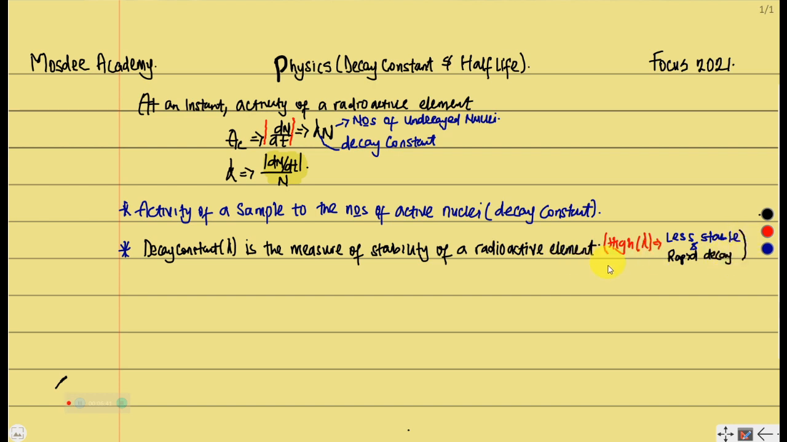The other one, if we write a low value of decay constant, now it means high stability, and it means slow decay. That is just what you need to keep in mind about stability, lambda, and the rate of disintegration. Activity of a radioactive substance is inversely proportional to time. You can also see that here. So if somebody asks you for a graph of activity, you don't need to disturb yourself. It's going to be an inverse graph.